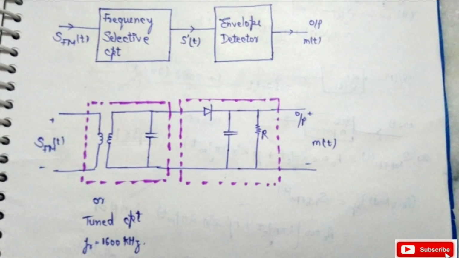The second problem in the slope detector is that we use a transformer in the tuned circuit. As we know, transformers are bulky and expensive, so these days these circuits are not recommended. Today we use the PLL, that is called the phase locked loop, that we discuss in the next video.